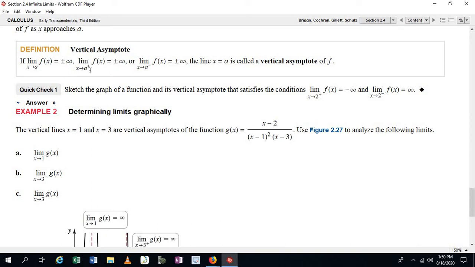In this case, you're approaching a from just the positive side of a. If as x approaches a from the positive side, f of x goes to plus or minus infinity, then you also have a vertical asymptote at x equals a. And the other possibility is if you approach a from the negative side of a, if f of x goes to plus or minus infinity, then you also have a vertical asymptote at x equals a. So all you need is one of these three cases to occur, and that's when you have a vertical asymptote at x equals a.